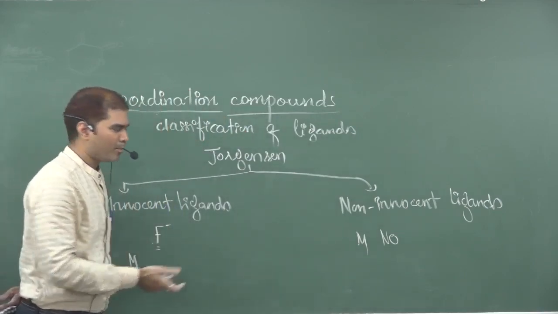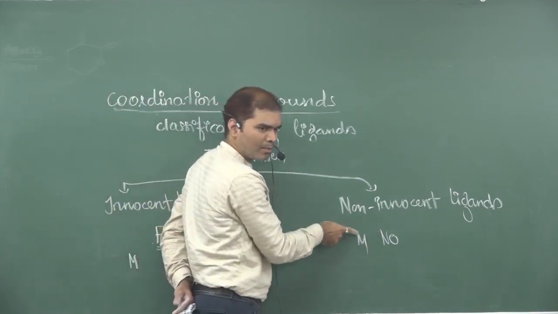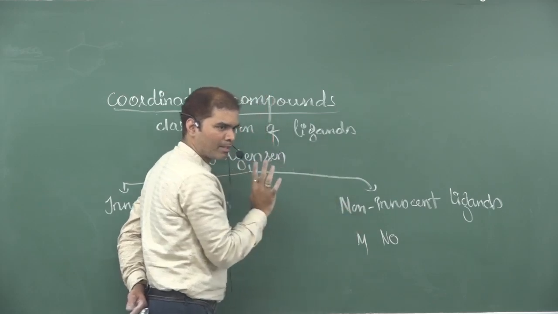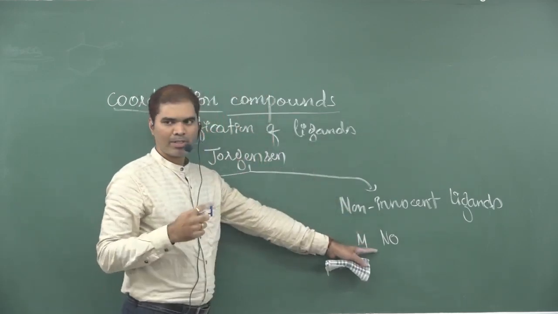You can't say, because NO could be neutral, then this will be 0, or NO could be plus, then this will be -1. You can't predict. So such ligands you call them as non-innocent ligands.